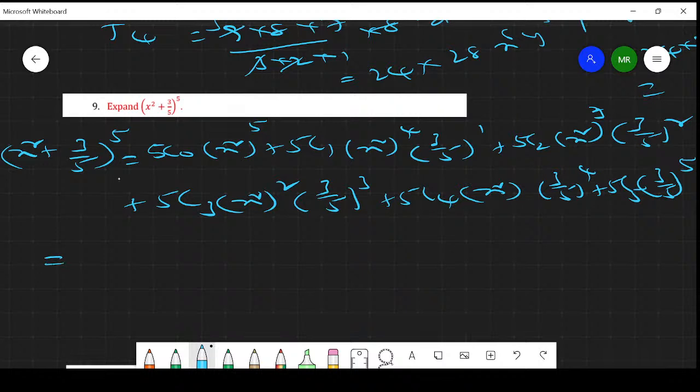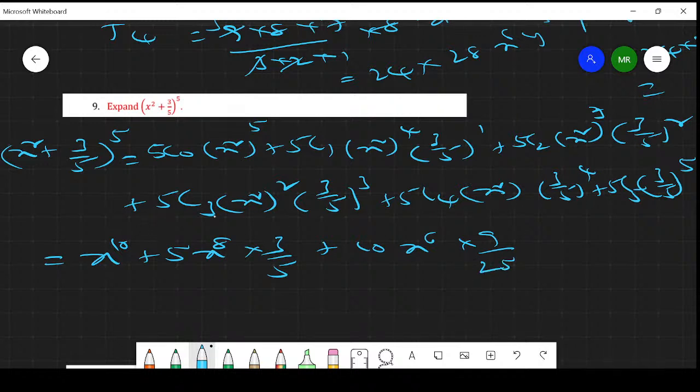You expand, which is equal to 5C0 is 1, x¹⁰. Plus 5C1 is 5, x⁸ into 3/5. Simplifying, 5C1 x⁸ into 3/5, plus 5C2 is 10, you simplify 5 into 4 by 2 into 1, x⁶. (3/5)², you will get 9/25.